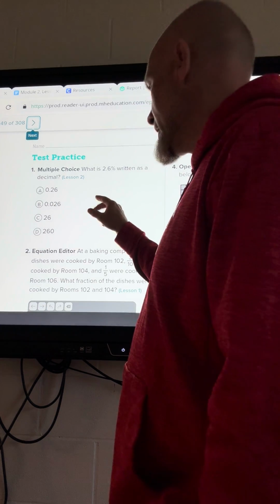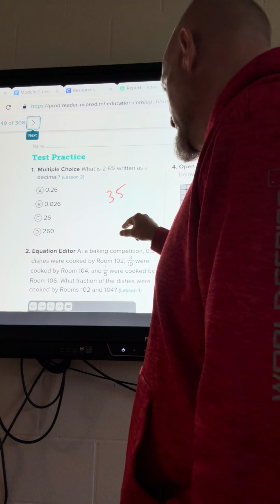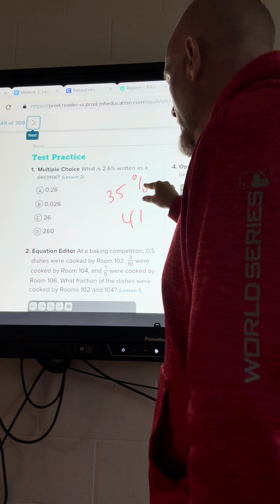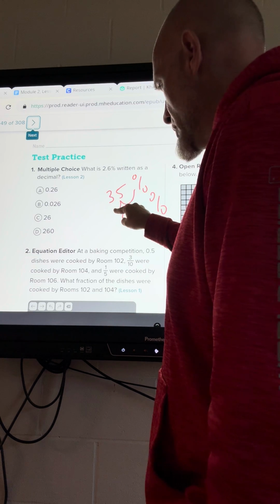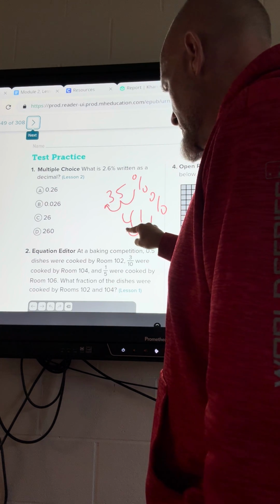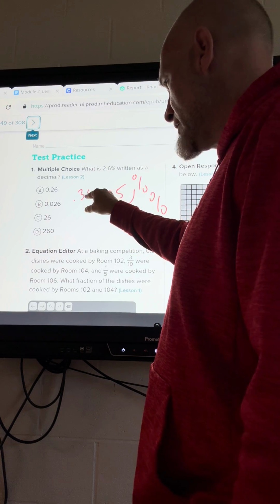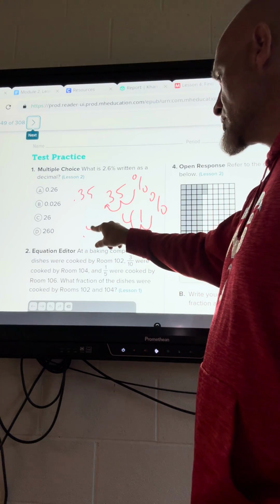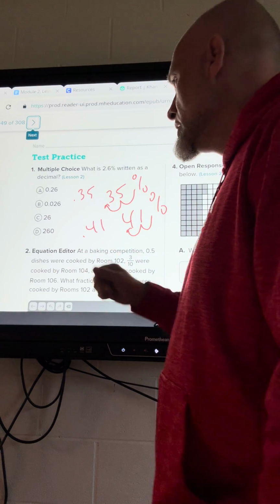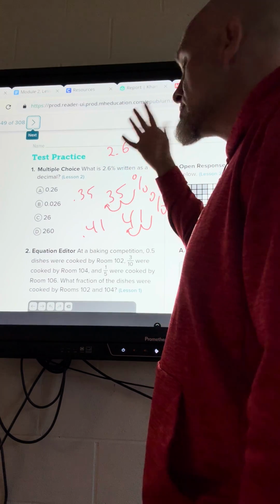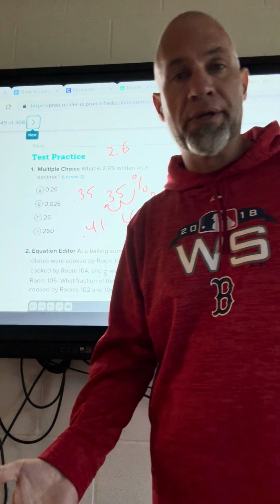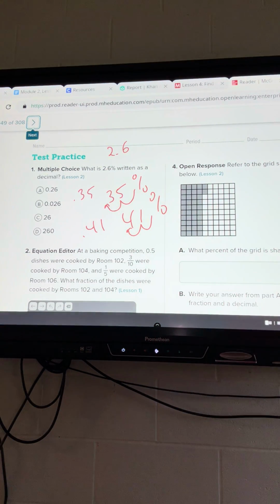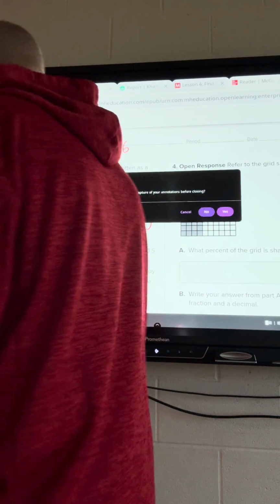Remember, any percent, so something like 35% or 41%, could be written as a decimal if you move the decimal point 2 places to the left. So as a decimal, 35% would be 0.35, also known as 35 hundredths. 41% would be decimal 0.41, also known as 41 hundredths. So for 2 6/10%, you would just move the decimal point over 2 places to the left. You're literally dividing it by 100 because it's out of 100. Okay, so whichever one fits that bill there, figure it out.